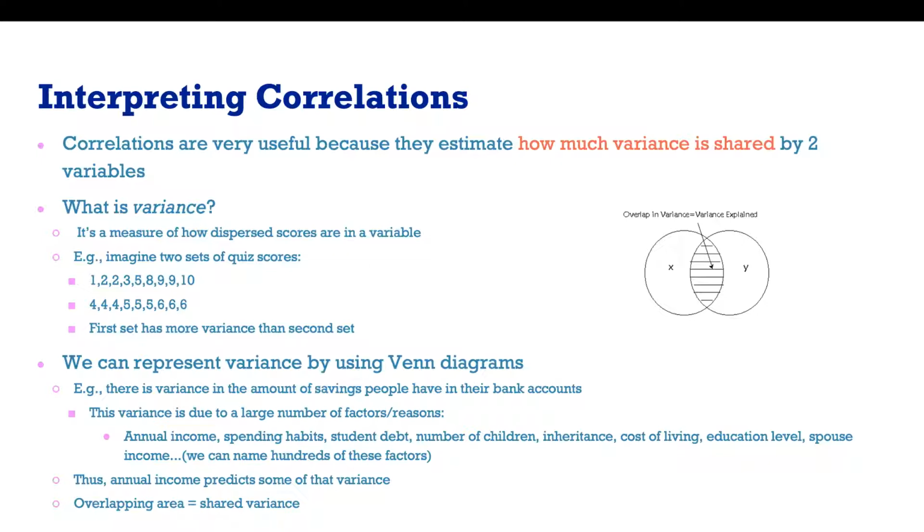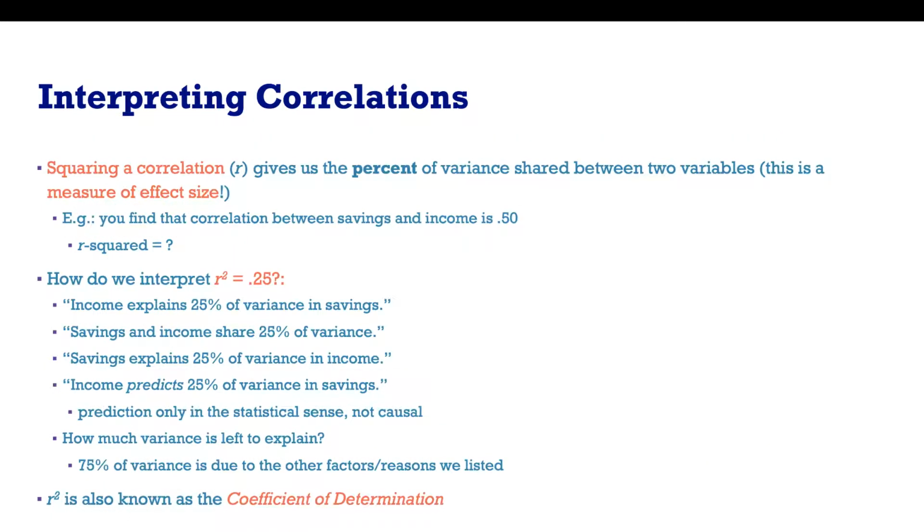And we can represent variance in a correlation using a Venn diagram. So the variance of X you see on the left side and the variance of Y on the right side, and however much they overlap is their shared variance. We can also use the squared correlation, or R squared, and this gives us the percent of variance shared between the two variables, and this is a measure of effect size.